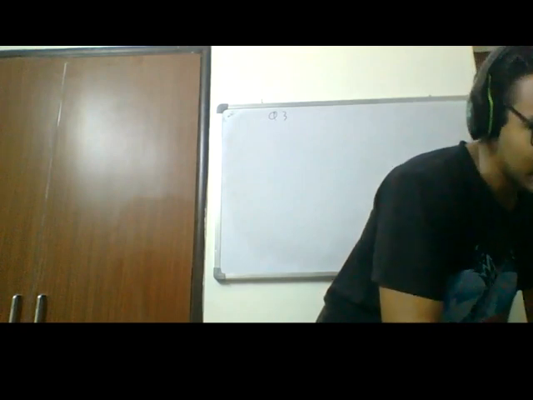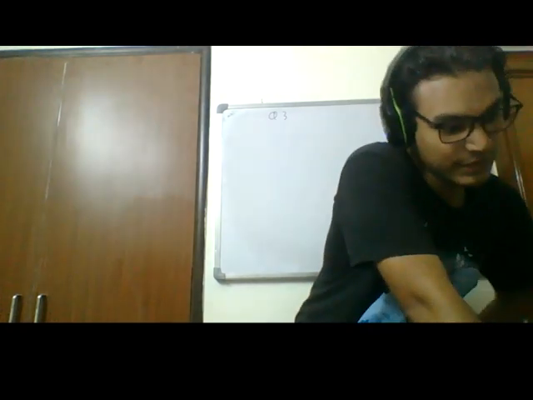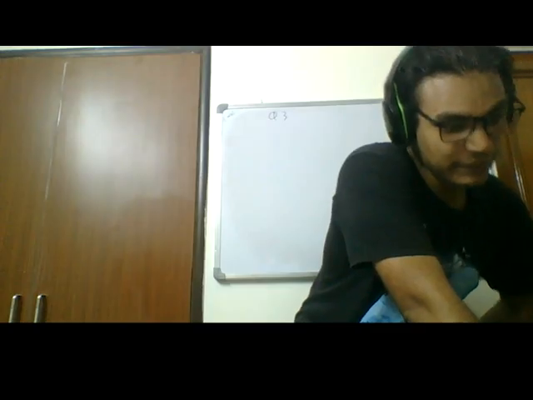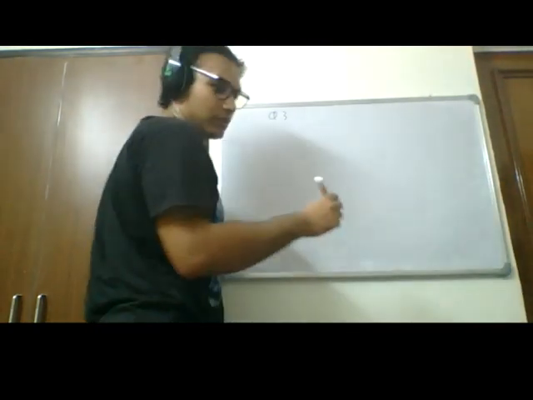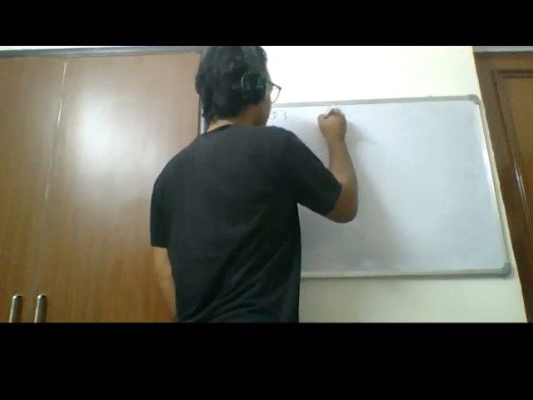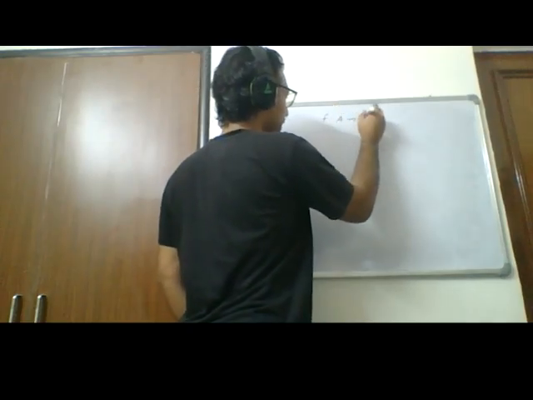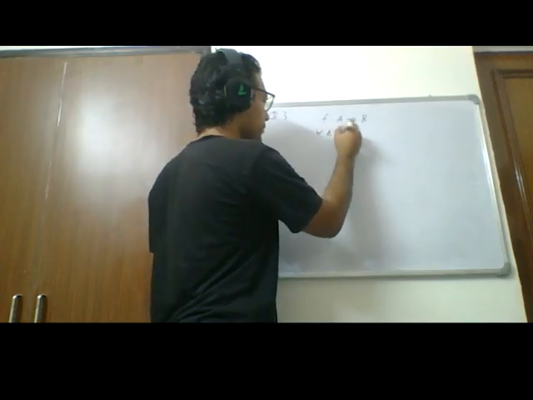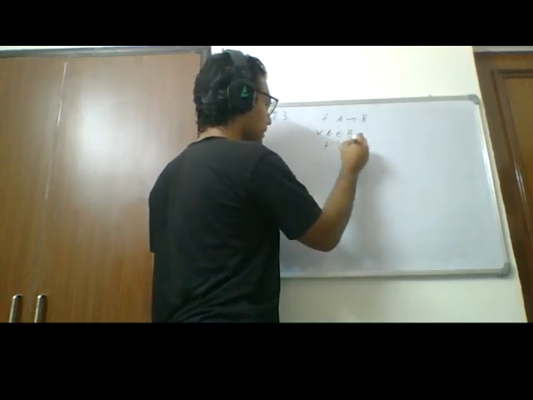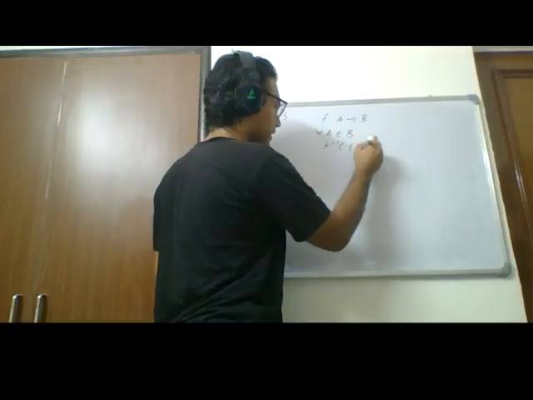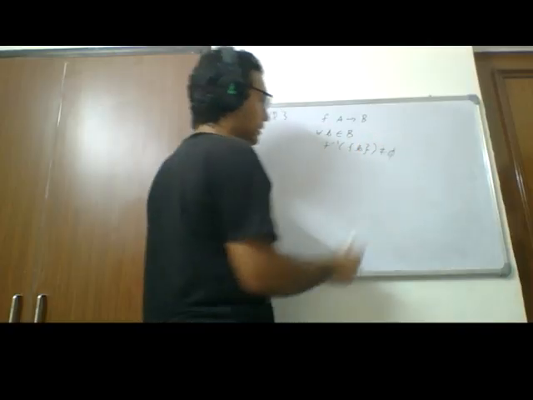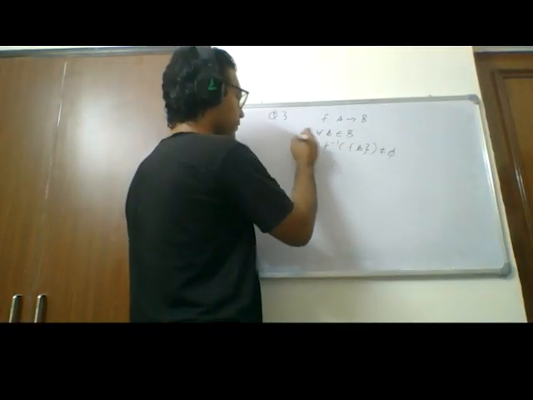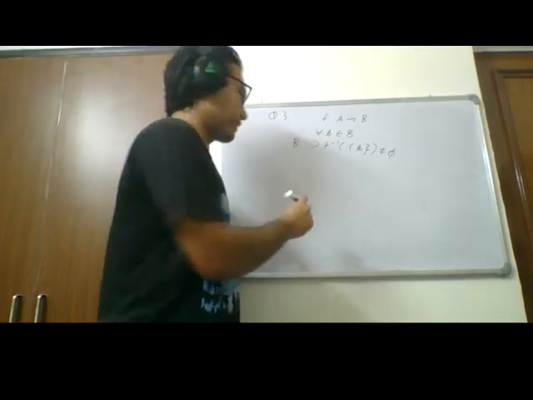Okay. Use the choice axiom to show that if this is surjective, then it has a right inverse. Yeah, okay. So let's say f from A to B is a surjective function. So that means what? That means for all b belonging to B, f inverse of b is non-empty, right? And this is a subset of A by definition.